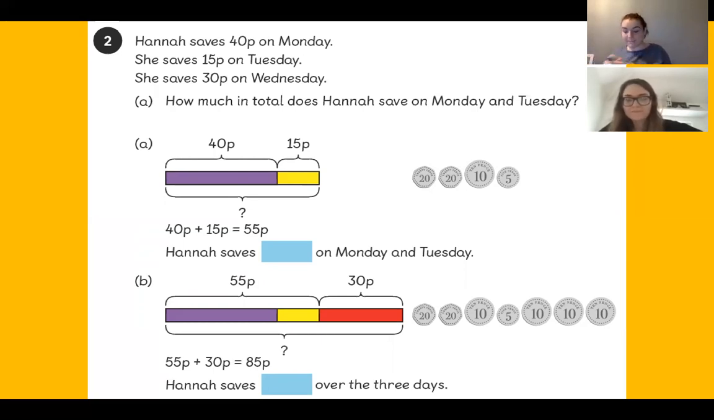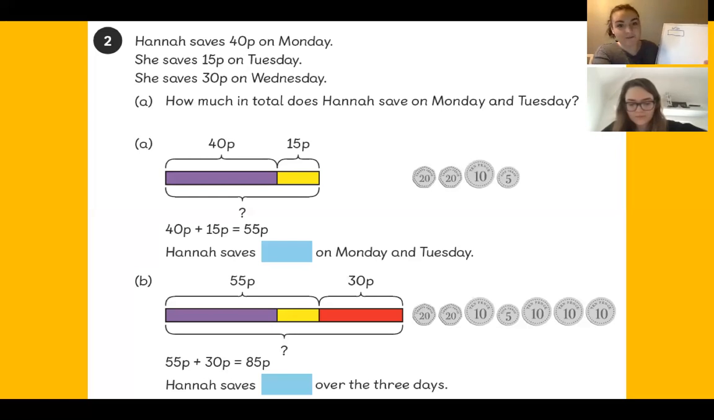Okay, welcome back, year 2. Now, Miss Fen has got her whiteboard and she's going to go through this with you step by step so that we can work it out together. So, we have got Hannah, who has saved 40p on Monday. So Miss Fen's going to draw 40p straight away for Monday. 40p. Yep, that's how much Hannah has saved.